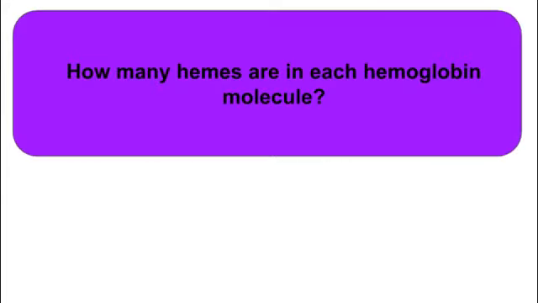How many hemes are in each hemoglobin molecule? There are 4 heme porphyrins that are able to bind 4 molecules of oxygen.